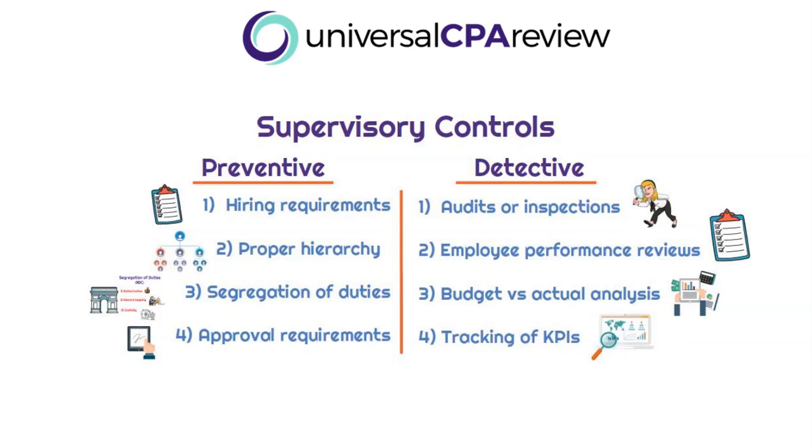So another set of business process controls that should be implemented into every business process are supervisory controls. And guess what? They mean exactly what it sounds like, right? They help supervise or monitor that business process. So these are typically going to be performed by the manager of that business process or executive team members. Now we're going to go through preventative supervisory controls and then detective supervisory controls.